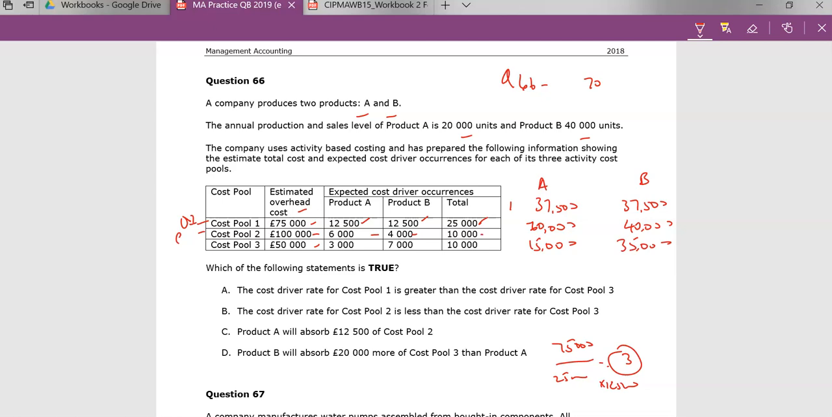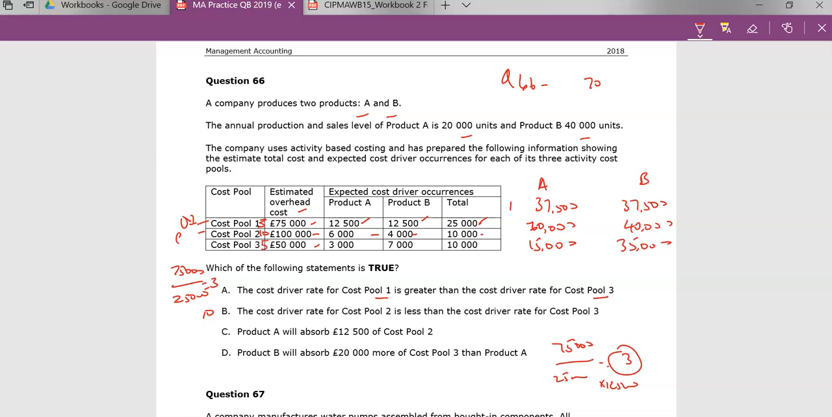So actually, I have done this without reading the question. The cost driver rate for cost pool 1 is greater than the cost driver rate for cost pool 2. So let me find the cost driver rate for cost pool 1. I found that already. The cost driver rate for cost pool 1 is 75,000 divided by 25,000. Now that's £3. What's the cost driver rate for cost pool 3? Well, I'll just find all of them. So here it's 100,000 divided by 1,000. So that's 10. So cost pool rate here 3, cost pool rate here 10, cost pool rate here 5.